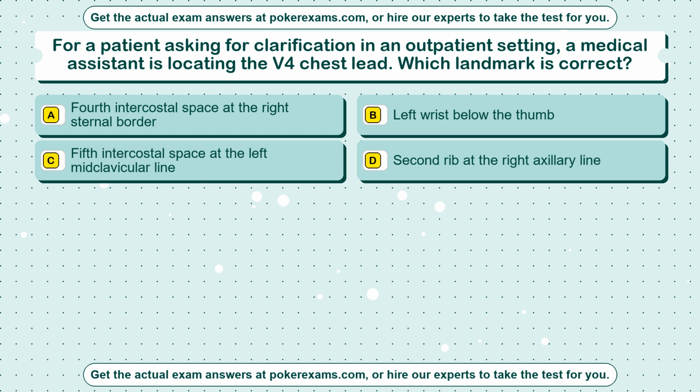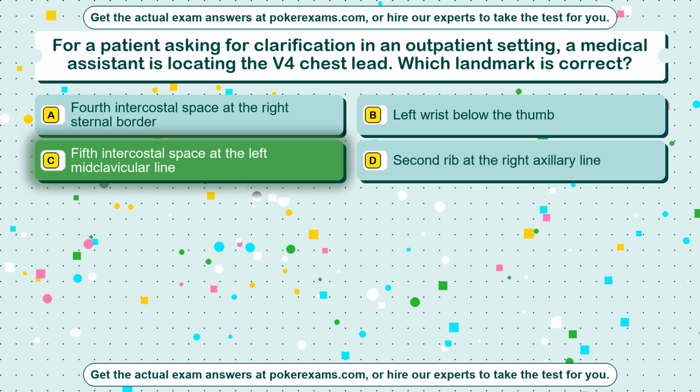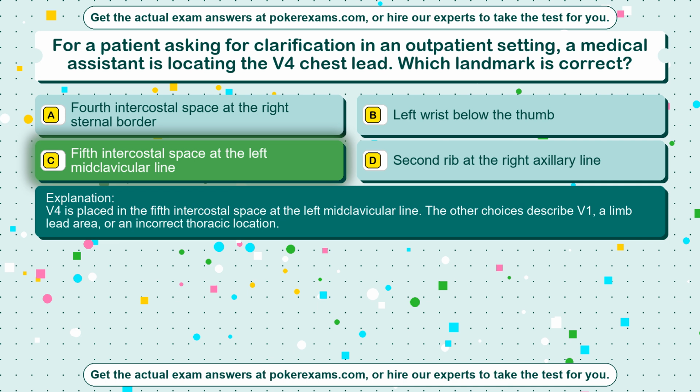The correct answer is option C, fifth intercostal space at the left midclavicular line. V4 is placed in the fifth intercostal space at the left midclavicular line. The other choices describe V1, a limb lead area, or an incorrect thoracic location.